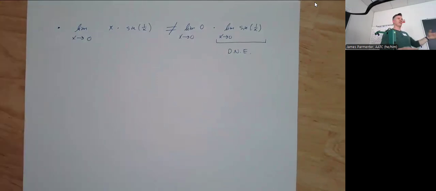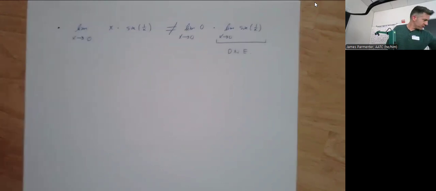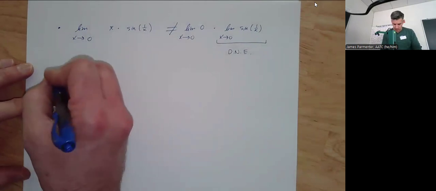So that's what I meant when I said these rules have some minor restrictions. Cool. Okay. So one more of these sine cosine ones. Just one more example here.